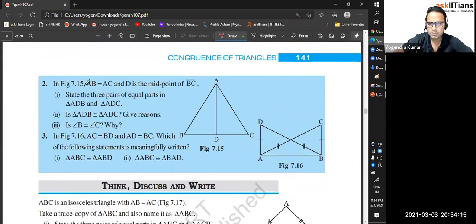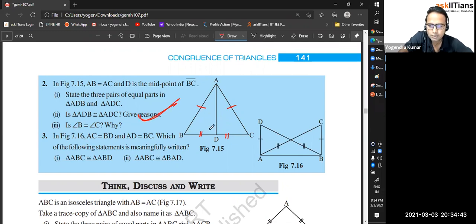Now in this figure, we have seen AB and AC are equal. D is the midpoint, right? So this is equal to this, and this AD is common. State the pairs of equal parts in triangles ADB and ADC. We can state easily BD is equal to CD and all. Is this congruent? Yes, by SSS congruency.